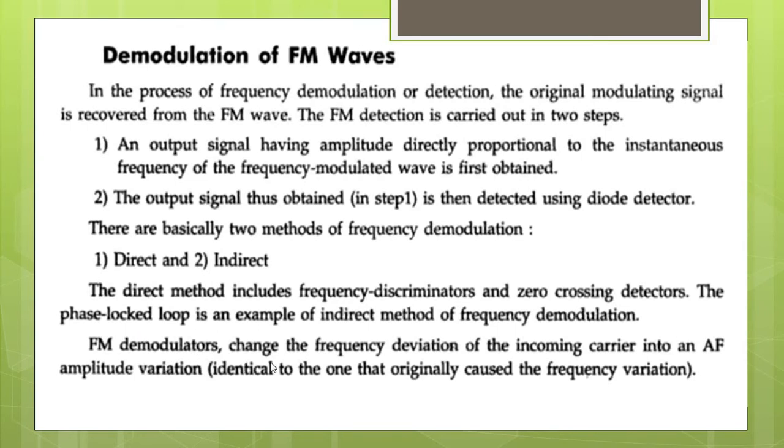So the FM demodulators change the frequency deviation of the incoming carrier into an audio frequency amplitude variation. This is similar to the one that originally caused the frequency deviation.